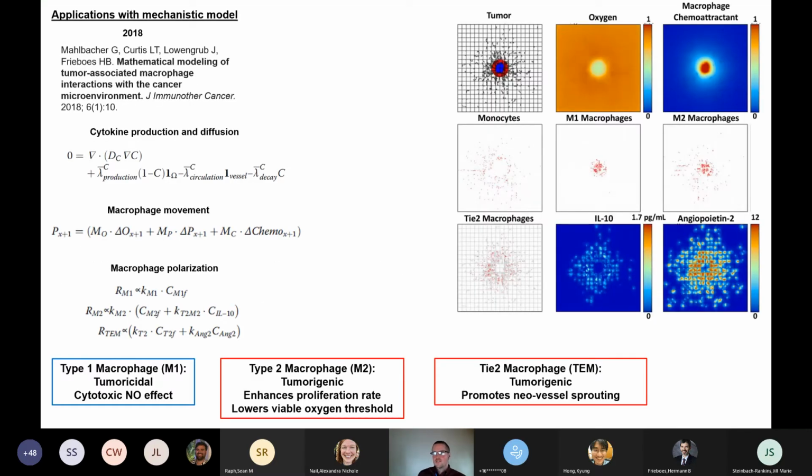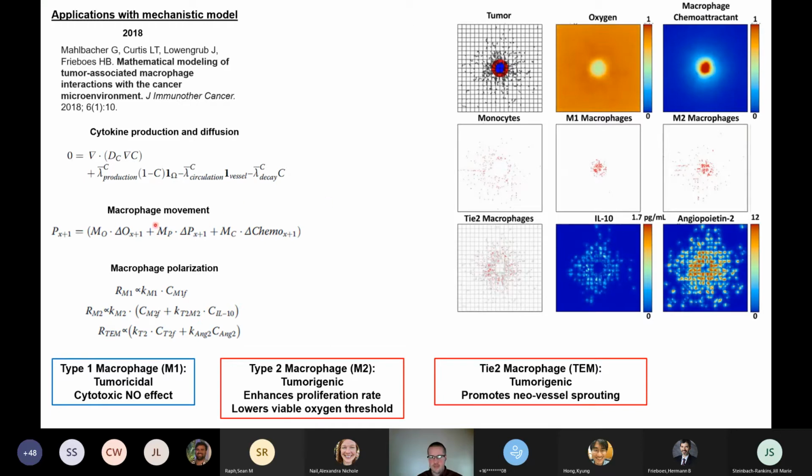One of the more recent additions to this modeling platform was the development of an immune system model simulating tumor-associated macrophages. So cytokine expression is simulated by a diffusion of factors from tumor tissue, which influence macrophage polarization. Tie2 macrophages release the cytokine interleukin 10, or IL-10, which promotes the polarization of monocytes into type 2 macrophages.